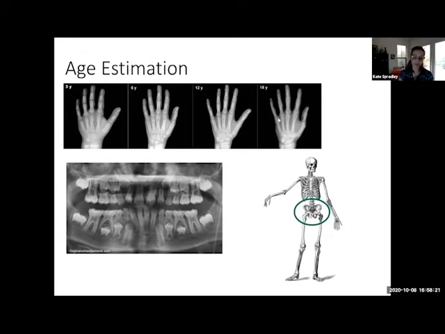So as children grow and develop, their bones and teeth form and erupt at specific rates. So bone growth and fusion and tooth formation and development and eruption were used to estimate age for infants and children, and degenerative changes in the adult skeleton, particularly in the pelvis.